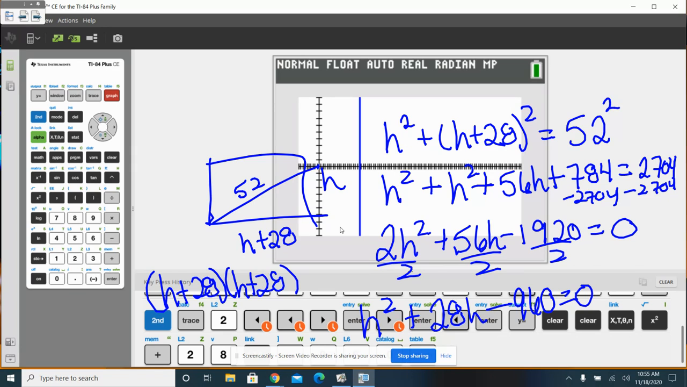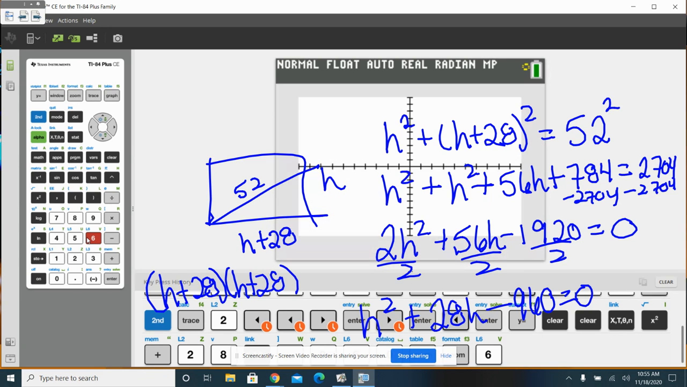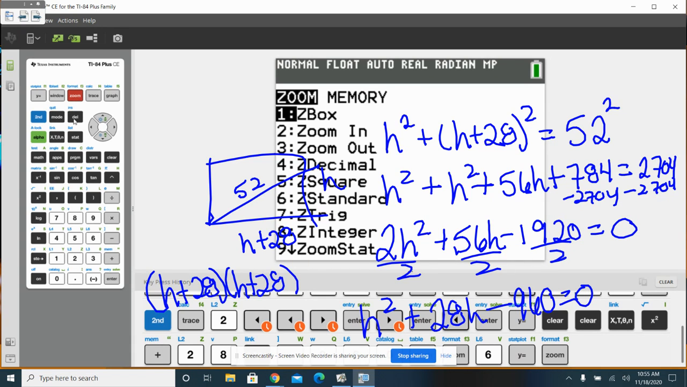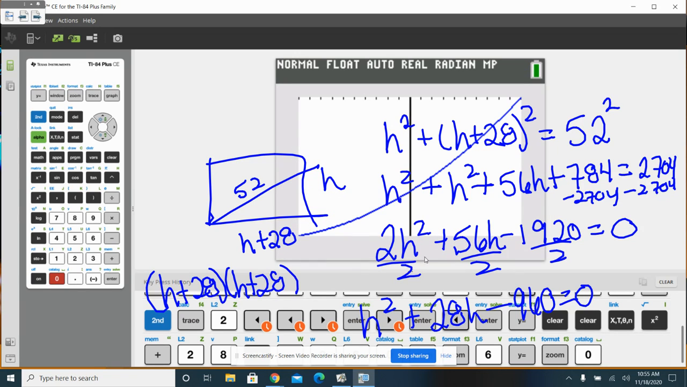Okay. It doesn't look very good, does it? Let's go zoom 6 and see what happens. Y equals x squared plus 28x minus 960. Let's try a zoom fit. Let's try a zoom 0. There we go. So at least we see some of it.